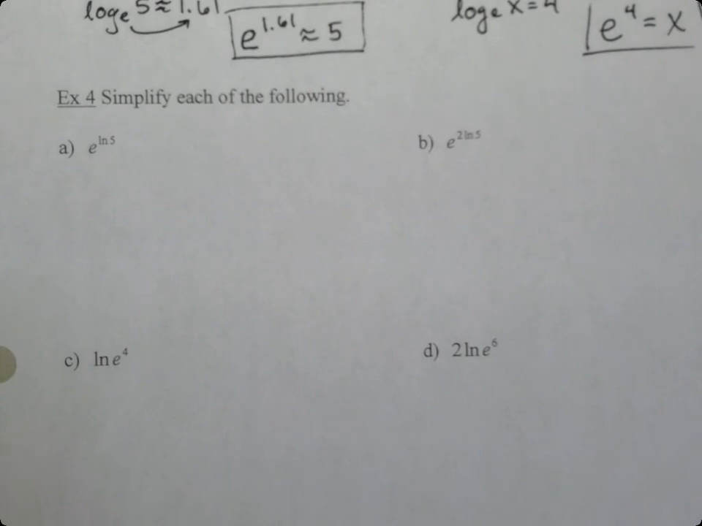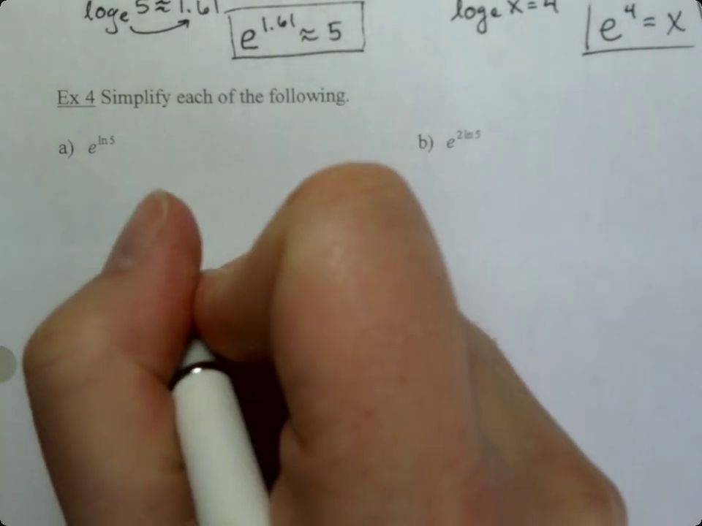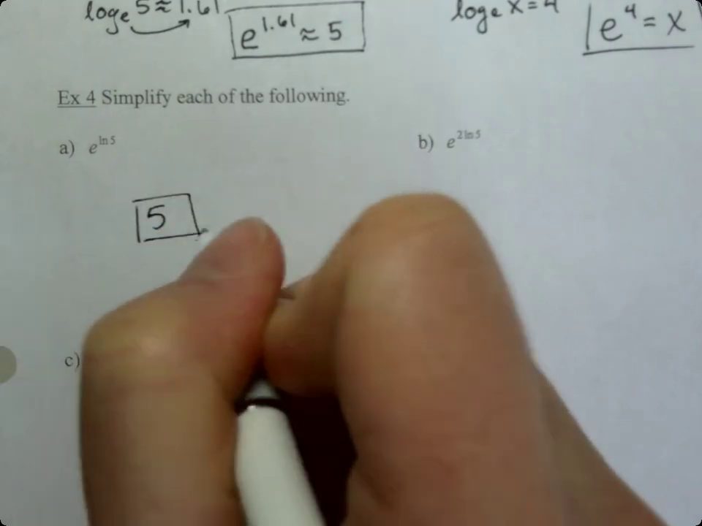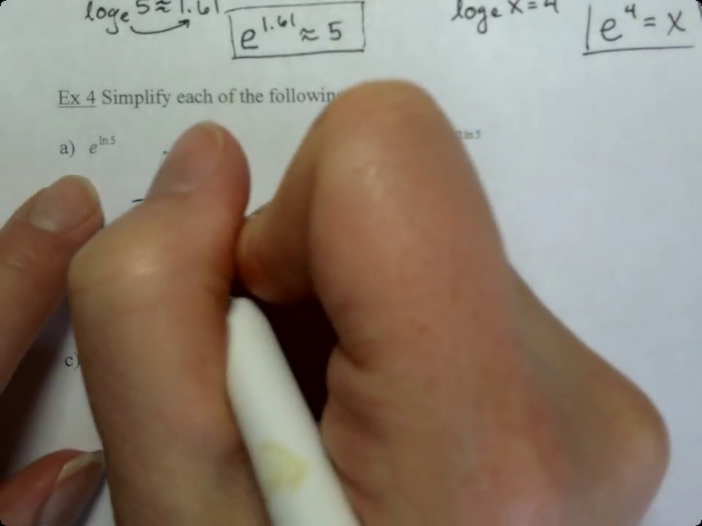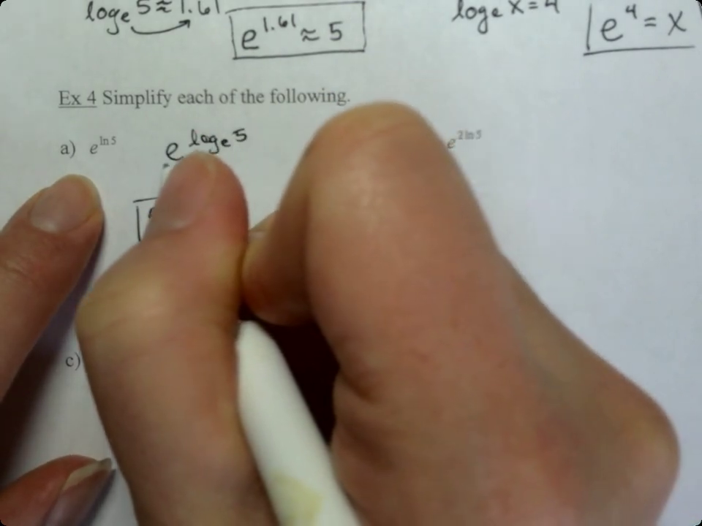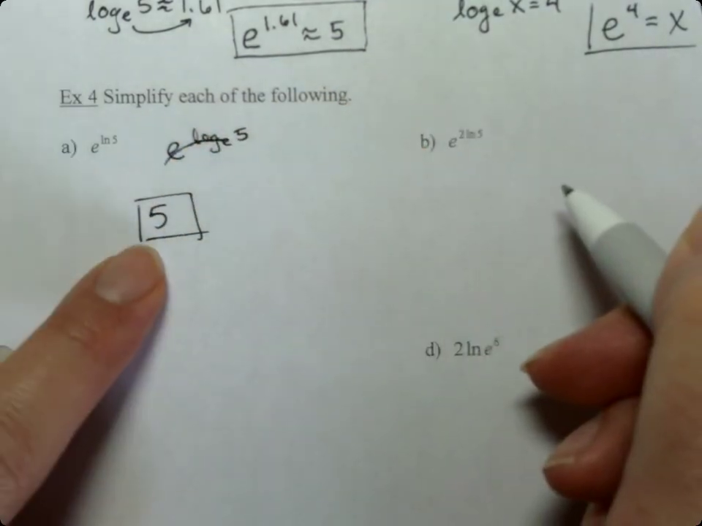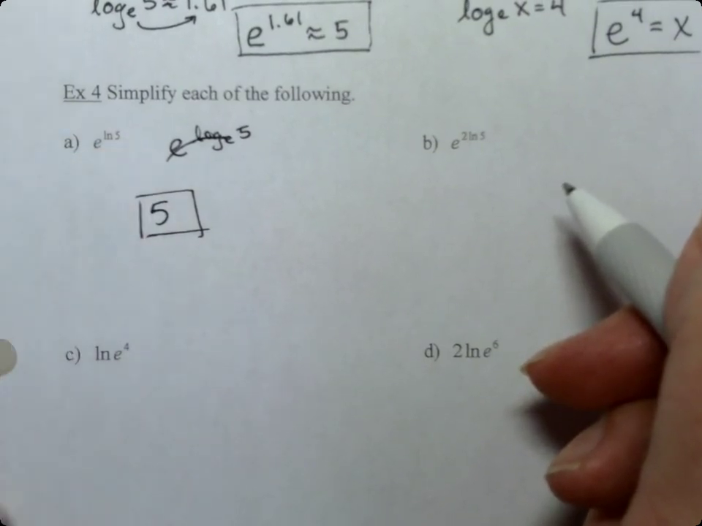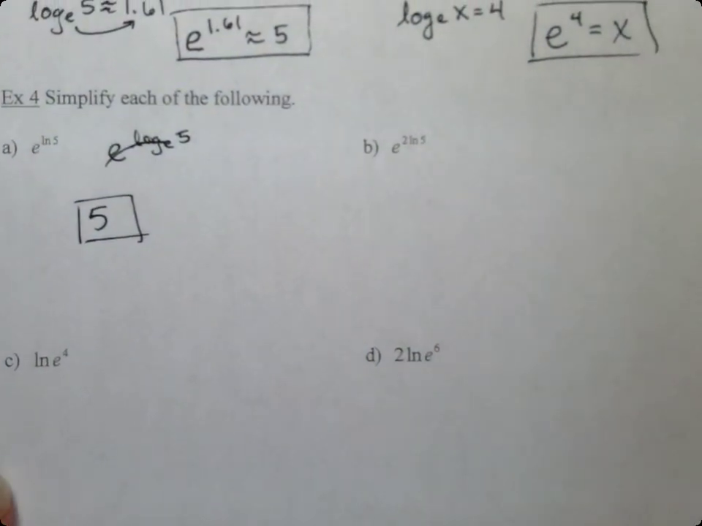Should be real quick, guys. It is just 5. You were right. Now, how did we get there? Well, this is e to the log base e of 5. And a base to log base e cancels, gives you 5. This is a property that we learned. Okay, what's B?